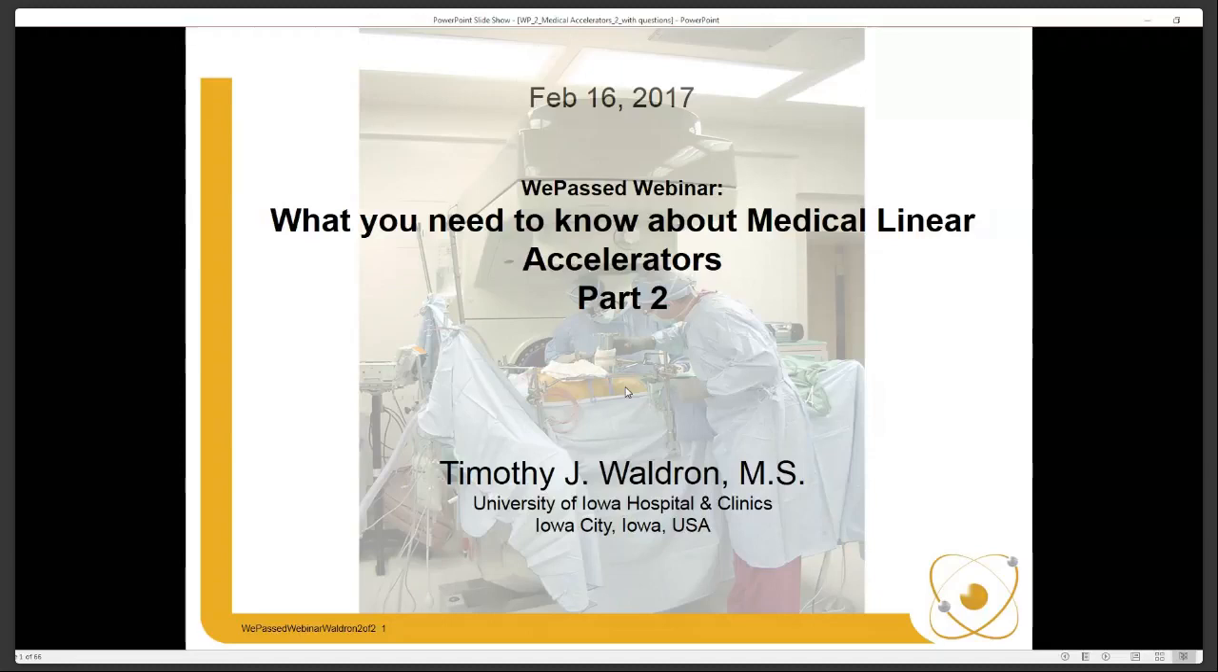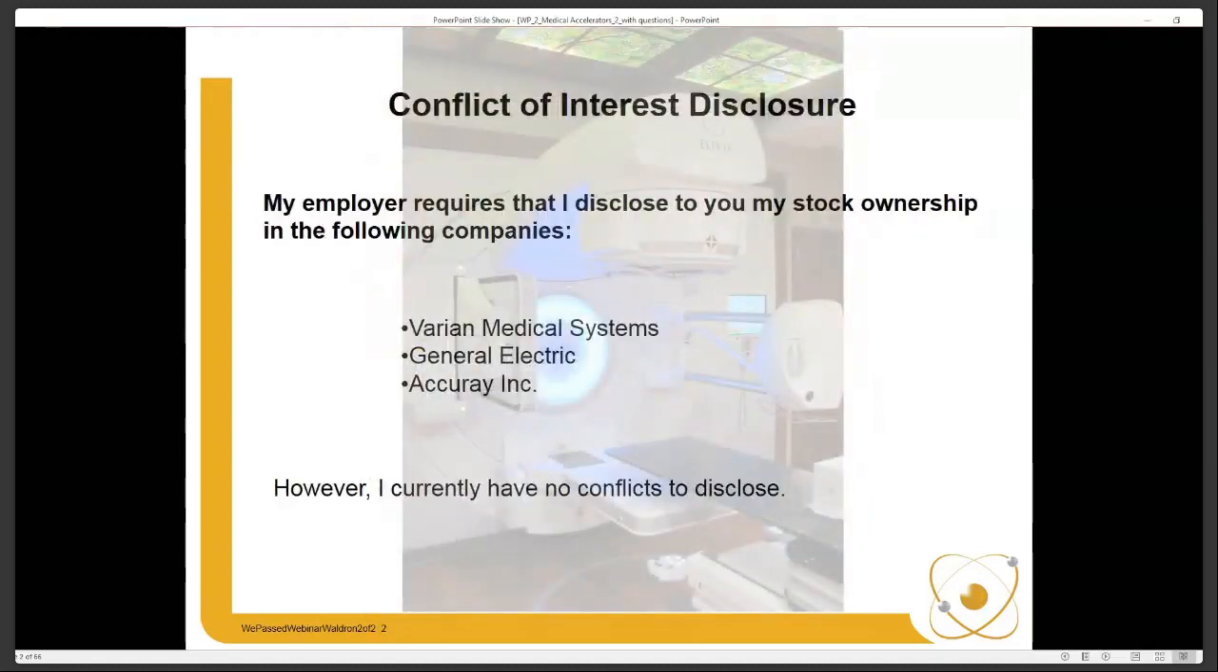So tonight we're going to be talking about medical Linacs. This is part 2 in a series of 2. It's the second hour. My employer likes me to disclose potential conflicts of interest, so I own stock in the companies shown on this slide. However, I'm not getting any funding from any of these companies right now other than that stock ownership.